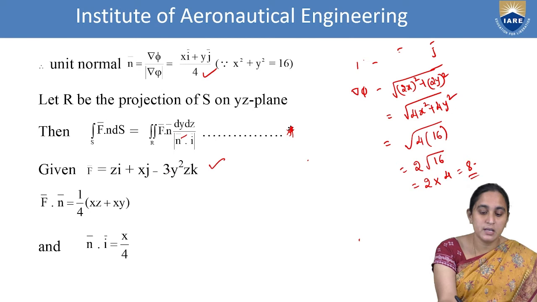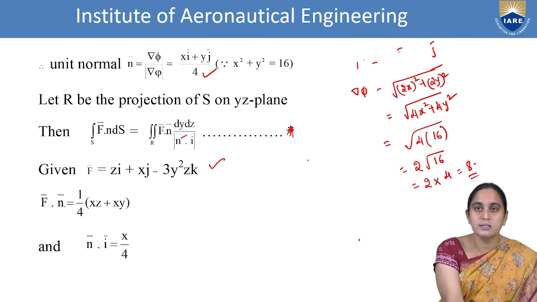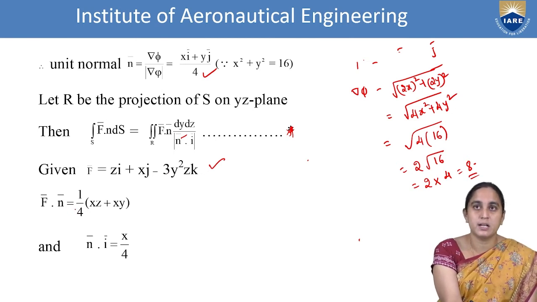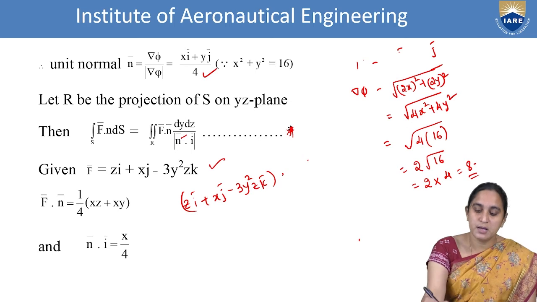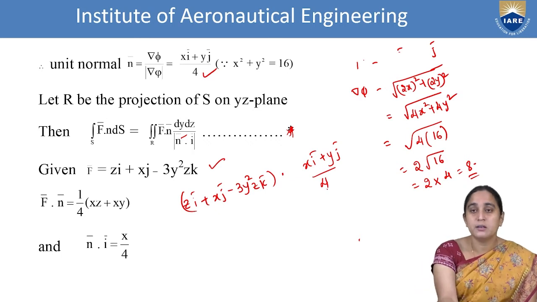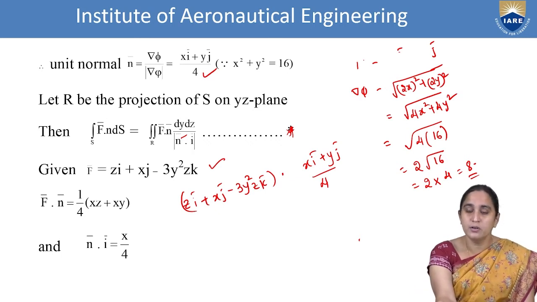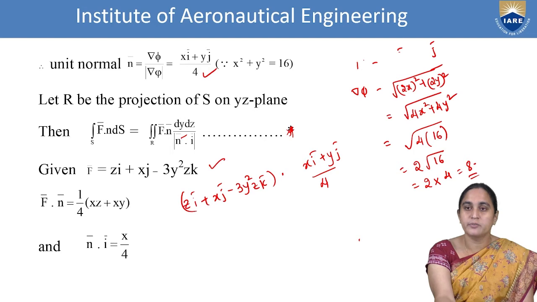What is the first vector? F bar, and the second vector is the unit normal vector, right? That is F bar dot n bar. That is z i bar plus x j bar minus 3y squared z k bar dot, what is n bar here? x i bar plus y j bar by 4. Okay, both the vectors, then you have to use the dot product for both.